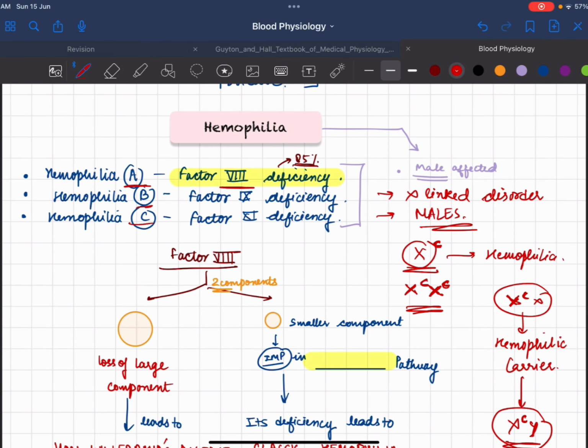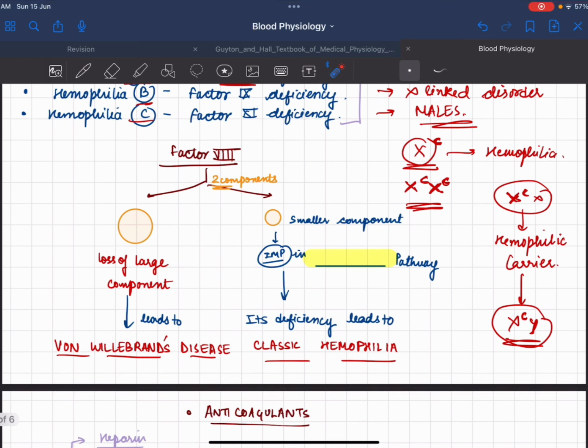Hemophilia A, this is the main type. 85% of the hemophilias are due to factor 8 deficiency. Hemophilia B is due to factor 9 deficiency, and factor 11 deficiency leads to hemophilia C. Okay. So now we'll see what exactly is there in factor 8 which actually leads to hemophilia, right?